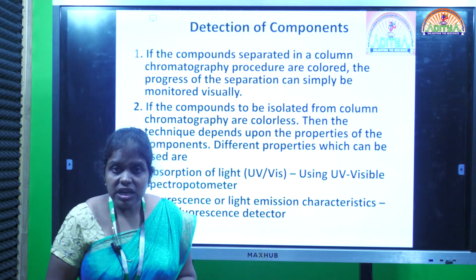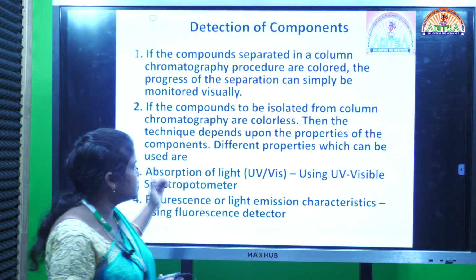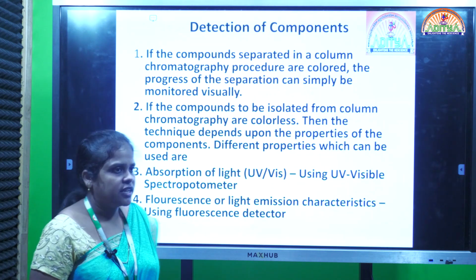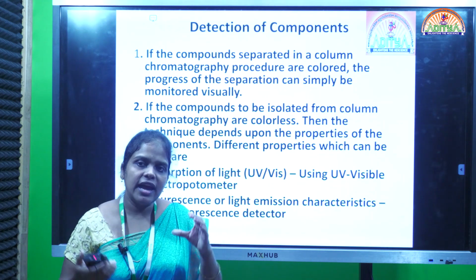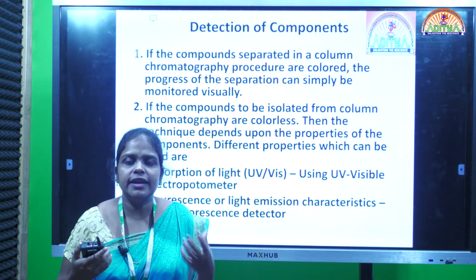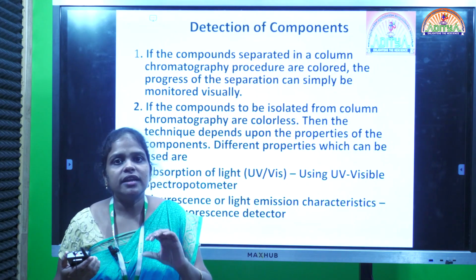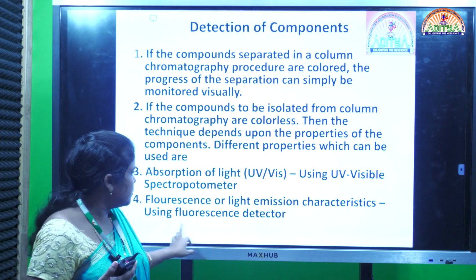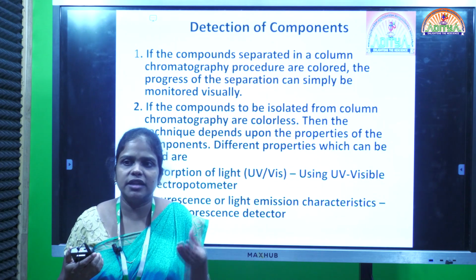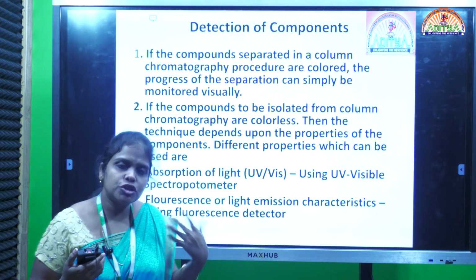So for those colorless compounds, how to detect? We can detect by other methods. One method is measuring under a UV visible spectrometer. We send UV or visible light through the compound and see how much of it the sample absorbed. Based on that absorption, you can detect what the compound is. Another method is based on fluorescence, how much fluorescent light is emitted by the compound. By detecting that fluorescence, you can detect which compound it is.